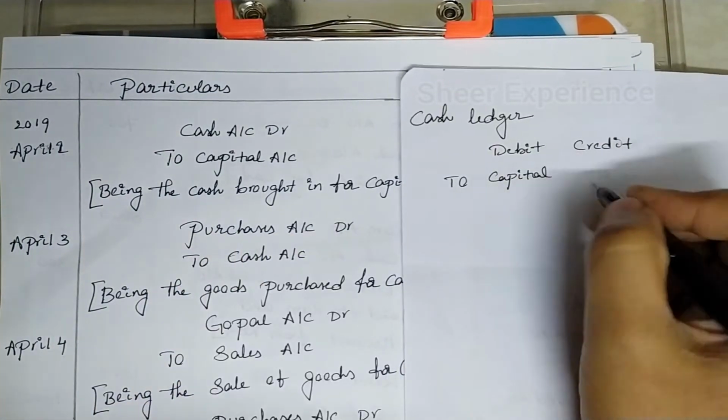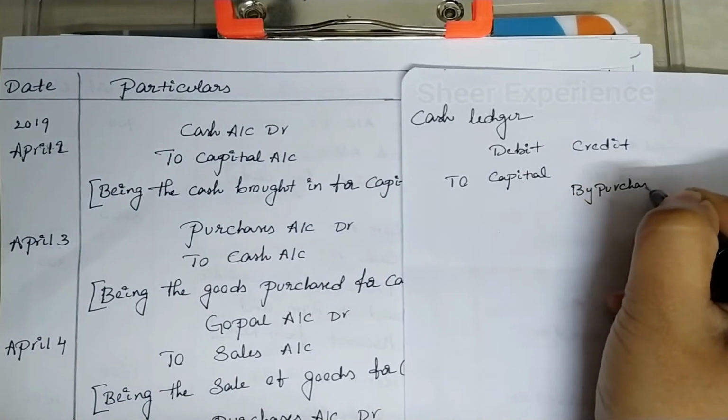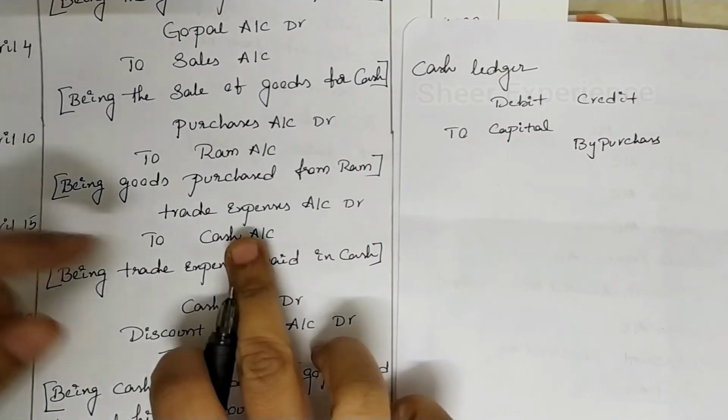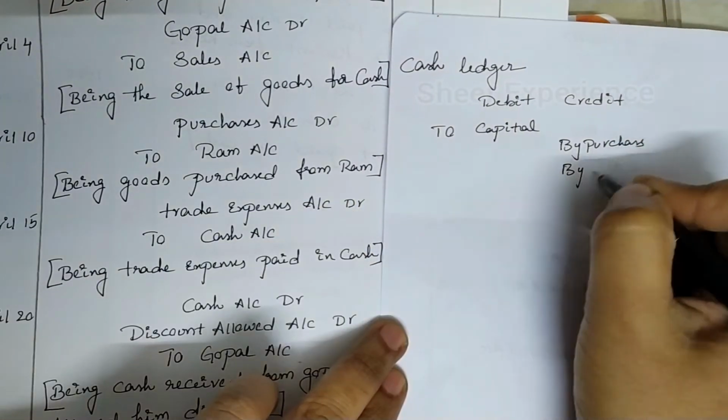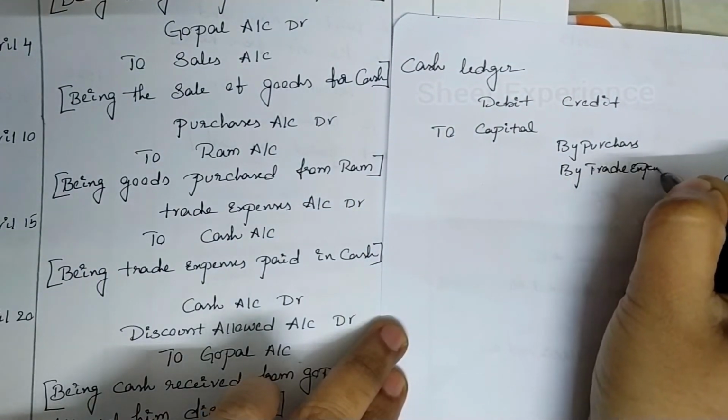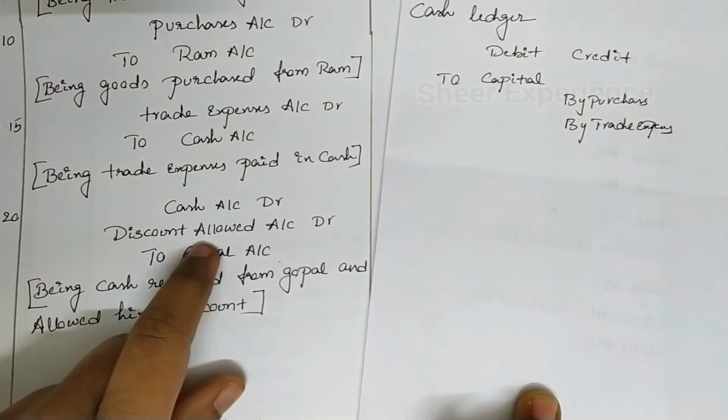Similarly, in the second journal, purchase account is debited. So we'll put it in the credit side in the cash ledger account. Next is trade expenses. Here trade expenses is debited. In the cash ledger, we will put it on the credit side.